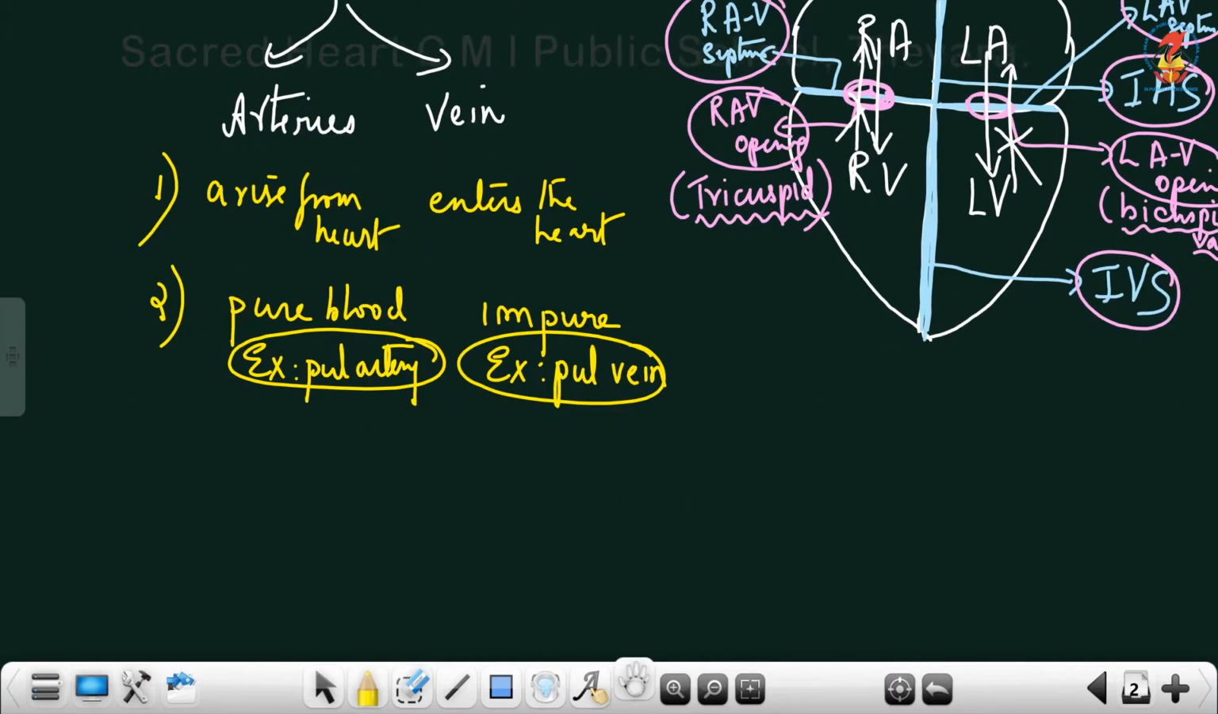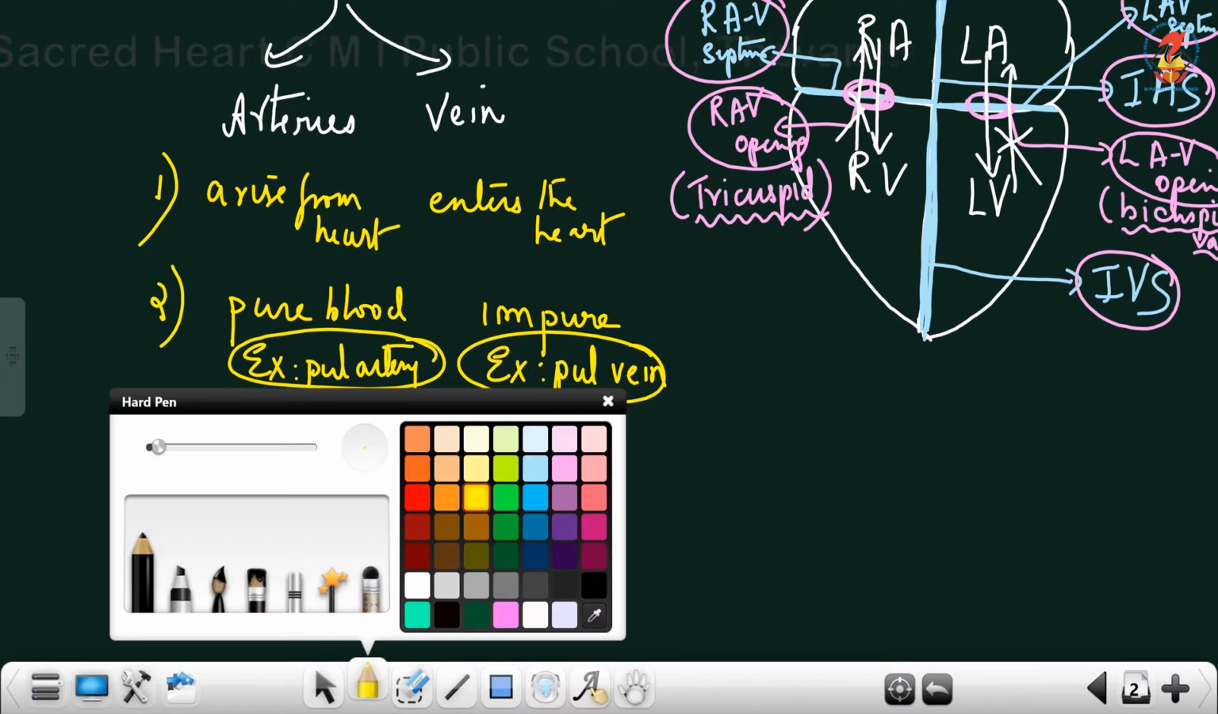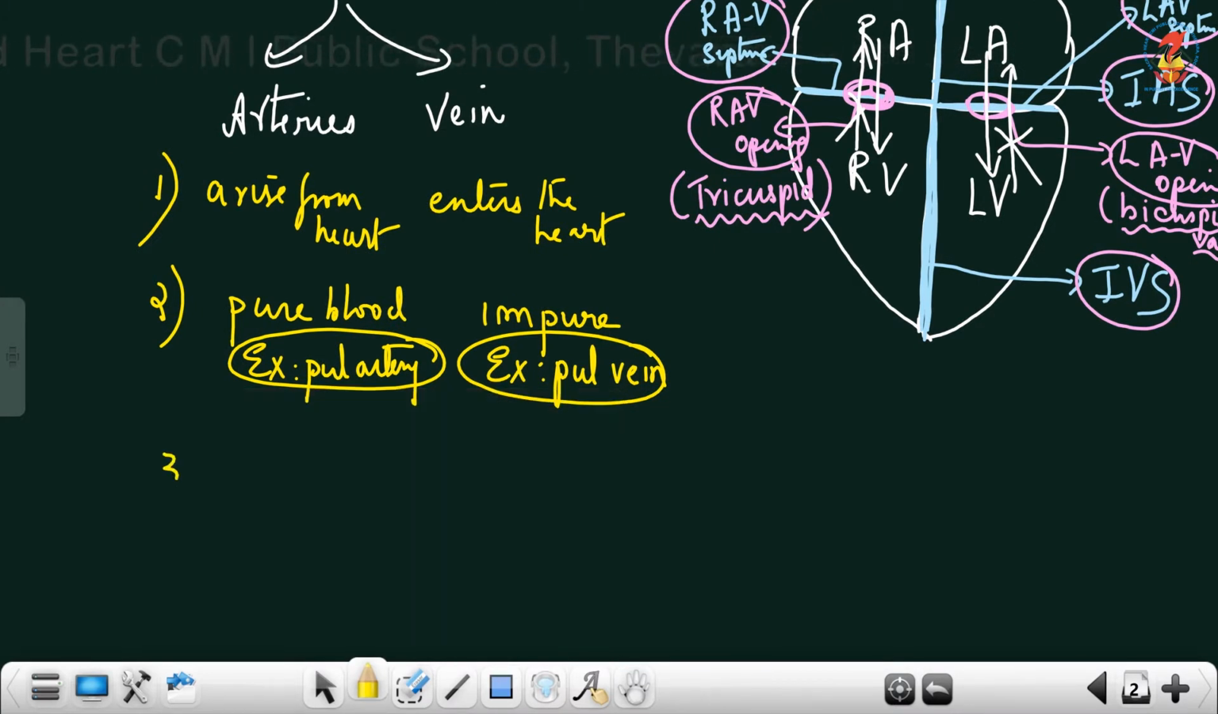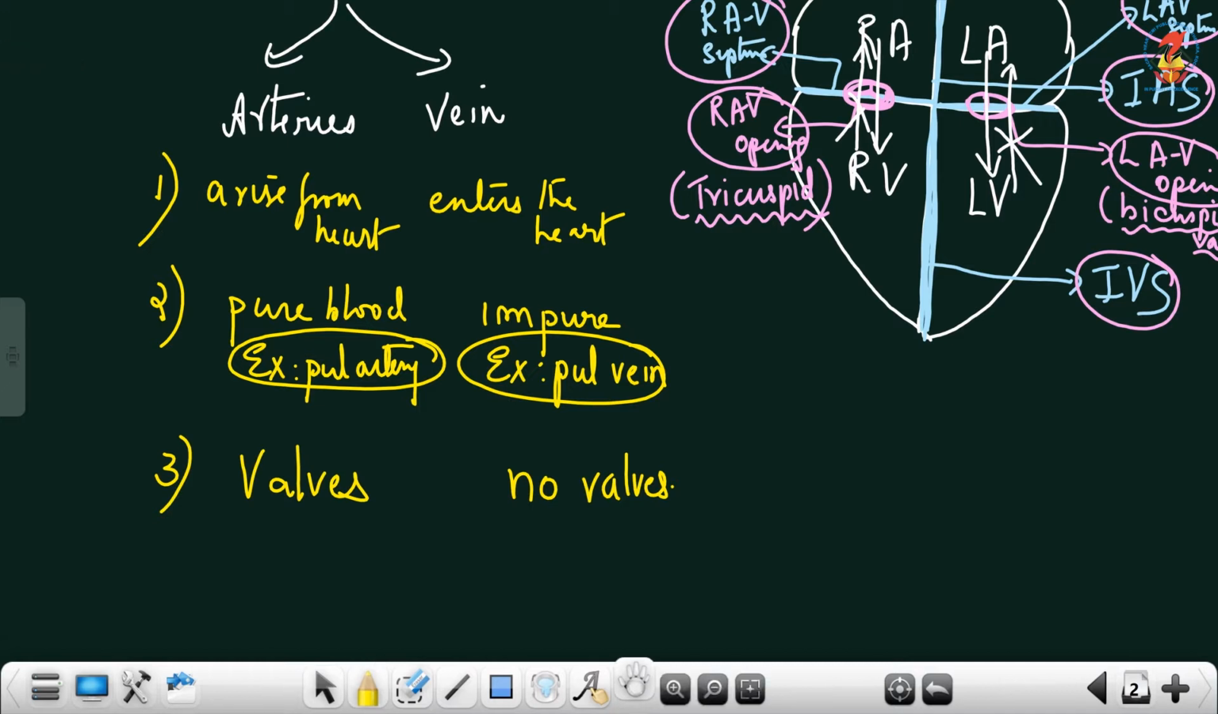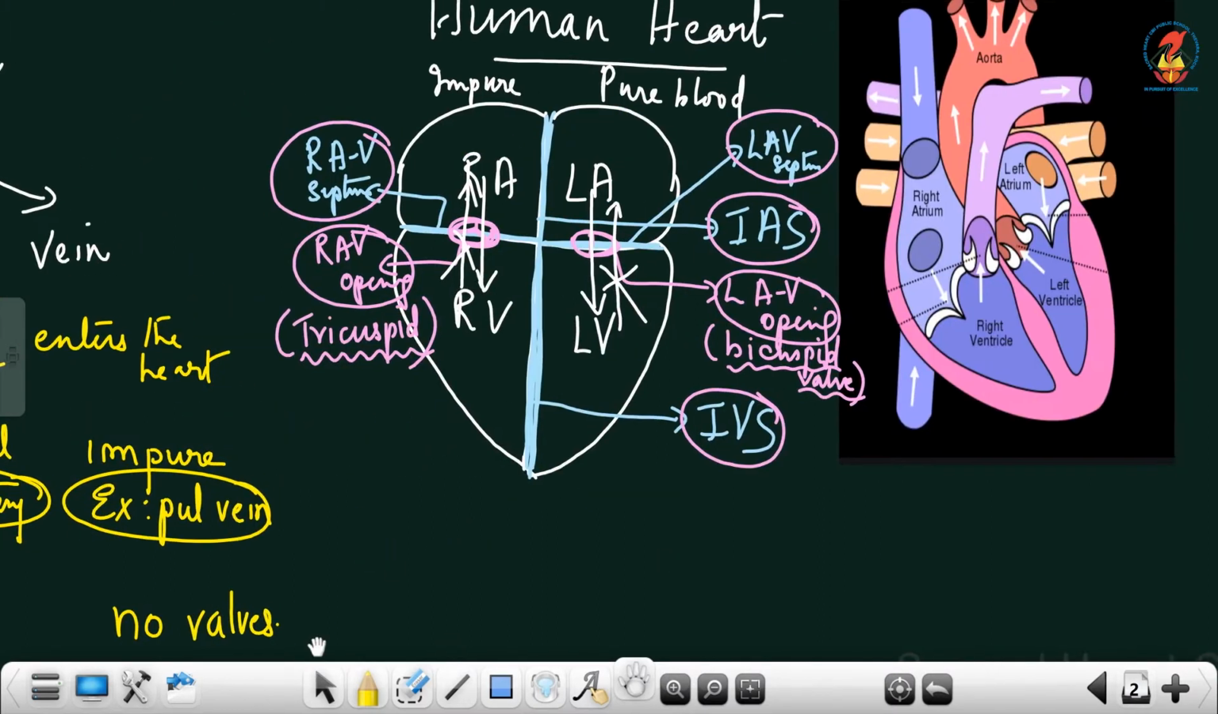Then, among the arteries and veins, the one which is provided with valves is the artery. Arteries are provided with valves, whereas in veins there are no valves. So, have all these differences in mind, and now I am going to draw these blood vessels into this picture.